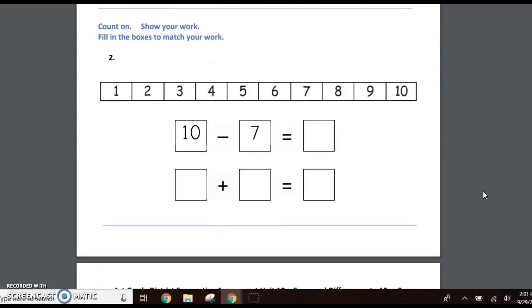Question 2. Count on. Show your work. Fill in the boxes to match your work. You can use this number line to help you count on. 10 minus 7 equals what? Fill in the blank on your test. Blank plus blank equals blank. Fill in the boxes to match your work.